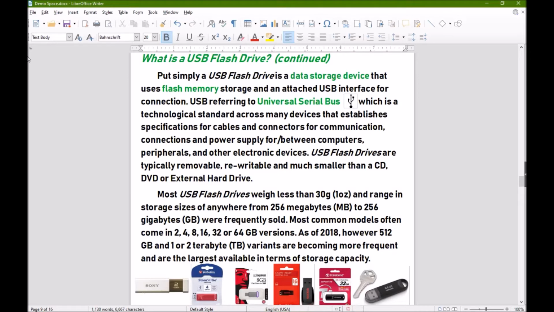USB flash drives are typically removable, rewritable, and much smaller than a CD or DVD, and even external hard drives. Most USB flash drives weigh less than 30 grams or 1 ounce, and range in storage sizes of anywhere from 256 megabytes to 256 gigabytes where frequently sold. Most common models often come in 2, 4, 8, 16, 32, or 64 gigabyte versions. As of 2018, however, 512 gigabyte and 1 or 2 terabyte variants are becoming more frequent and are the largest available in terms of storage capacity.